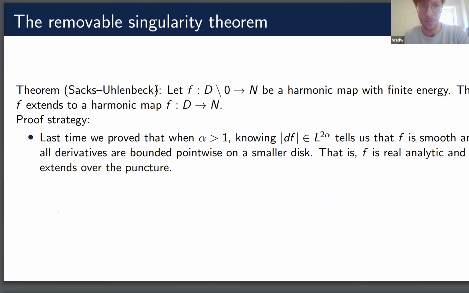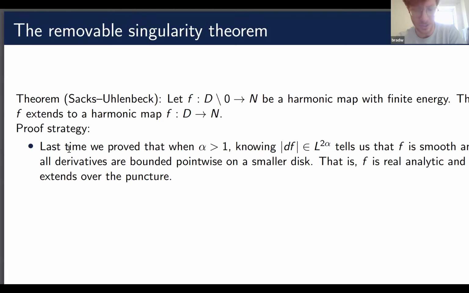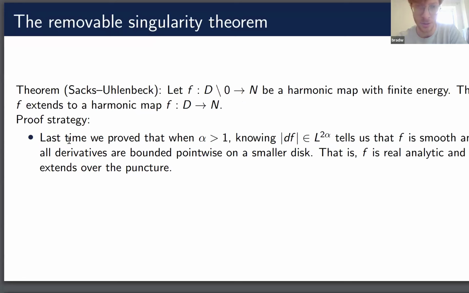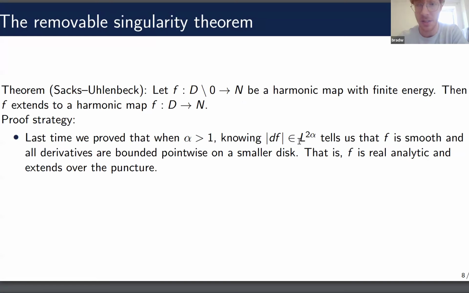And okay, so now we'll think about how to prove this result. Last time we had this pretty technical argument showing that if you've got a number alpha greater than 1, and you have an L2 alpha bound on df, then f is actually smooth and all of the derivatives are pointwise bounded on some smaller disk. So this was the main ingredient for, well, I guess a consequence of the analysis that we used to show the small energy estimate.